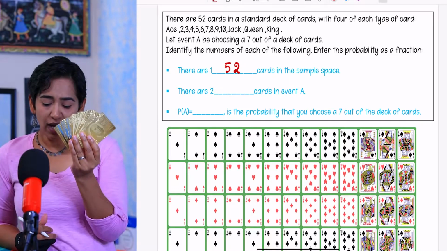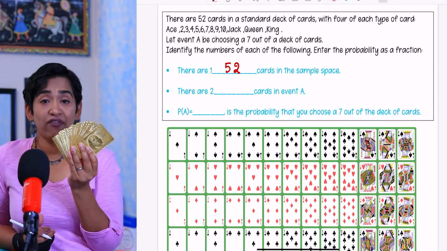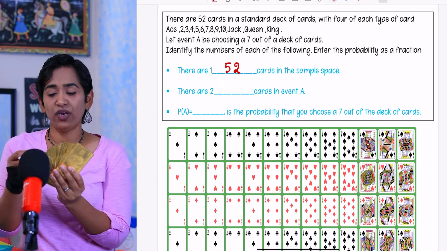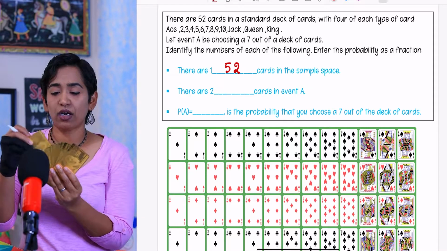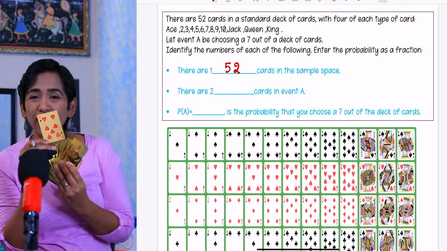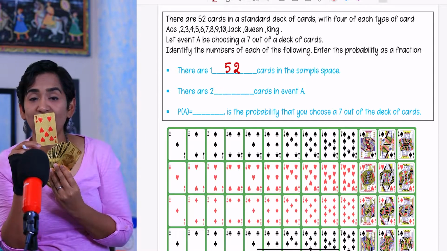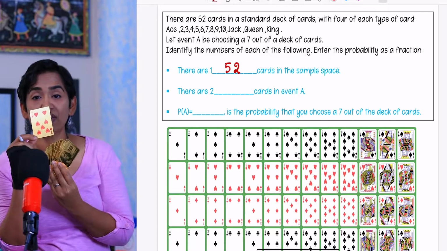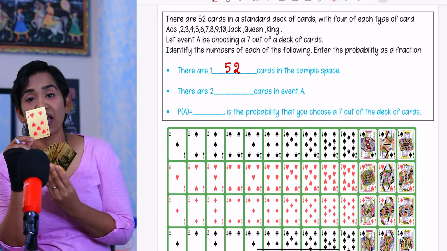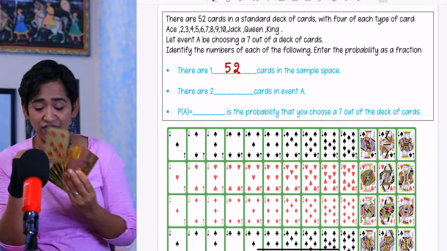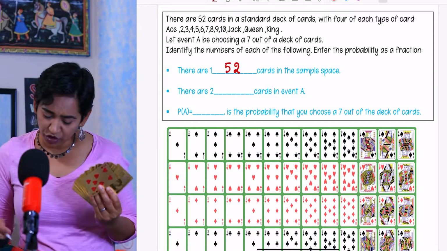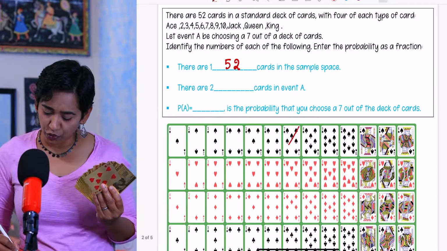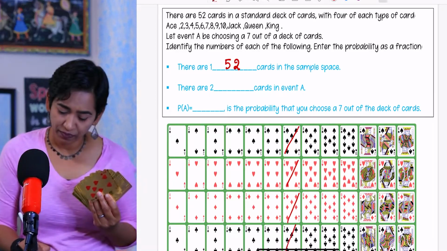And from here, I am choosing 7. So let me pick a 7 here. I am choosing a card 7, right? But how many 7s do I have? I have 7 heart, 7 diamond, 7 spade, and 7 club. So I have 4 7s. As you can see in the picture below, I have 1, 2, 3, 4 7s.